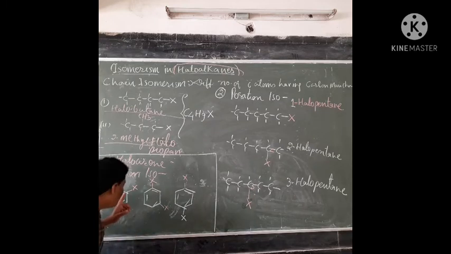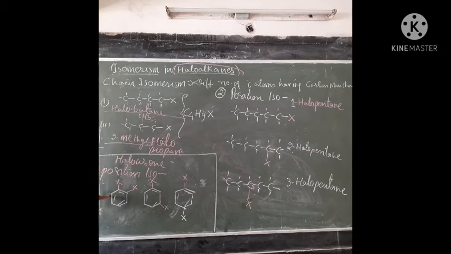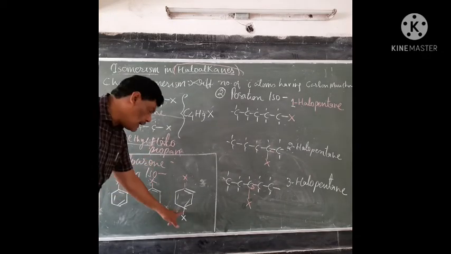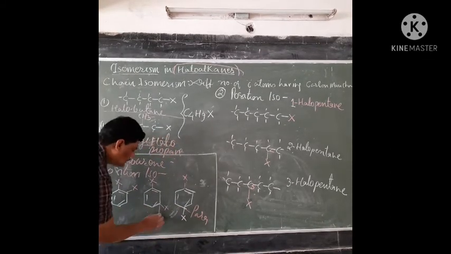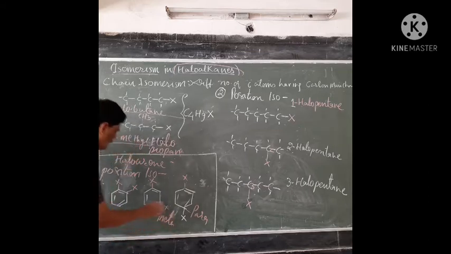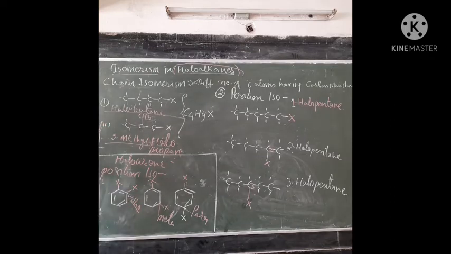It is called ortho dichlorobenzene, it is called meta dichlorobenzene, and it is called para. This position is known as the para position, this is known as the meta position, and this one is known as the ortho position. So the position of the functional group is different, therefore different types of isomers are possible. So these three types of isomerism are possible in haloalkanes and haloarenes.